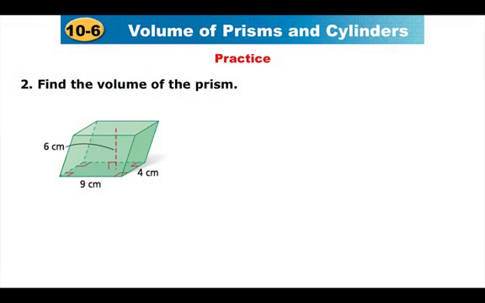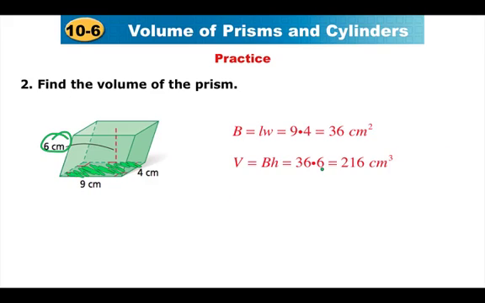Here's number 2, which says find the volume of the prism. The first thing you're going to do is find the area of the base, which again, we're looking at this rectangle, and the area is length times width, which is 36. Once you know that, all we need to do is multiply the area of the base times the height, which you know is 6. So volume is equal to 6 times 36, and the answer is 216 cubic centimeters. Let's go to the next slide.